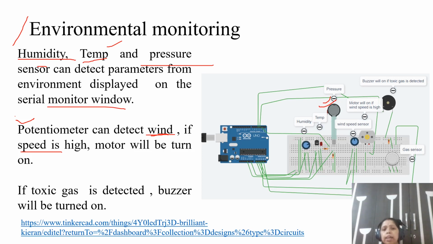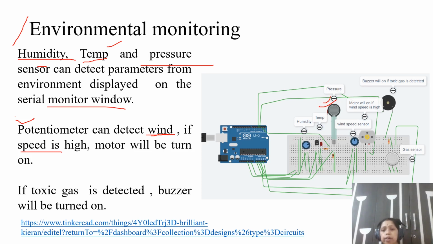If the wind speed is high, the motor will be turned on. Okay, so this is one action. If the motor is turned on, you can identify automatically that the speed is high, which will be detected by the anemometer. So that is the indication that the wind speed is high. Inside the room, the motor is there, and outside the room, the potentiometer or anemometer is there. So if inside the room the motor is on, then you can understand that the wind speed is high in a particular location.